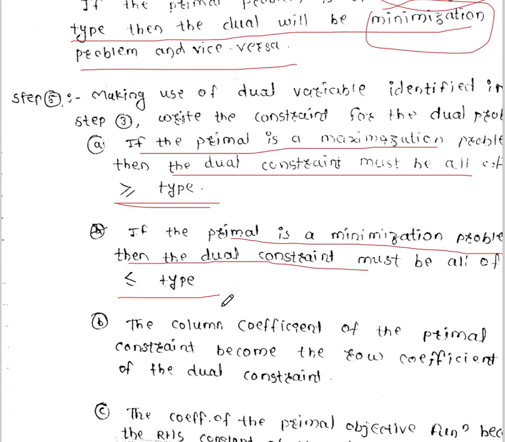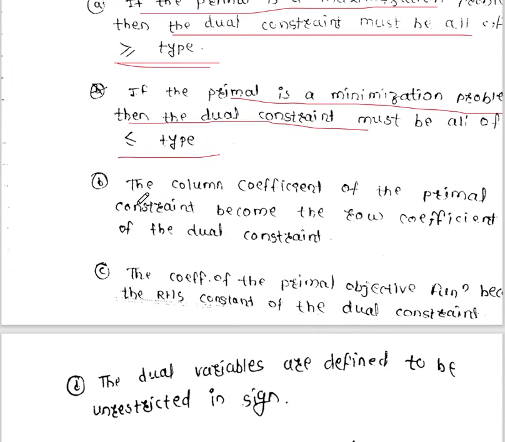Then the column coefficients of the primal constraints become the row coefficients of the dual constraints.